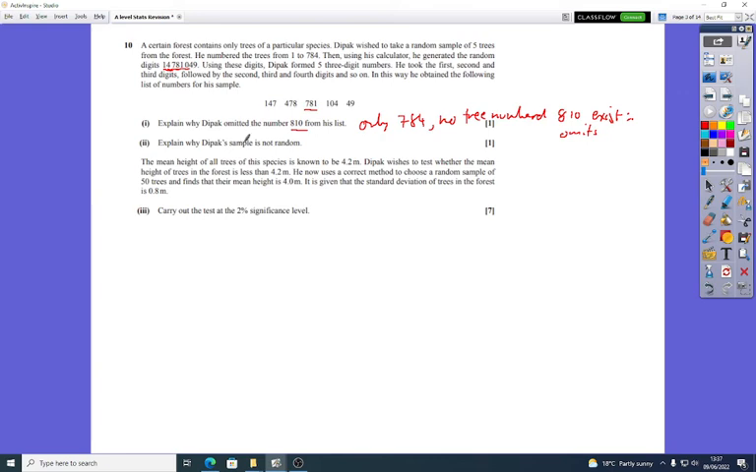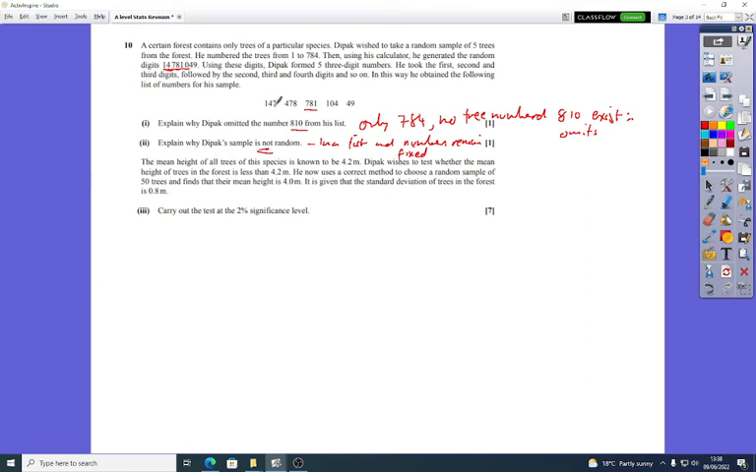Explain why DPAT's sample is not random. Well, it's not random because you start with that, and those numbers you get, they then stay in that order, and you just move along one. So as soon as you selected those, there's no other number to be selected from here. So what we can say is, in a list, the numbers remain fixed from the previous one.